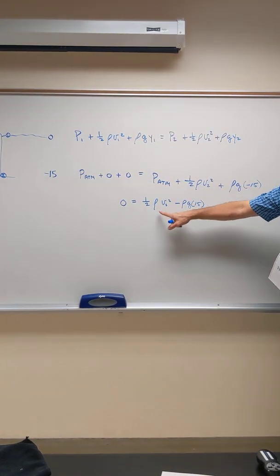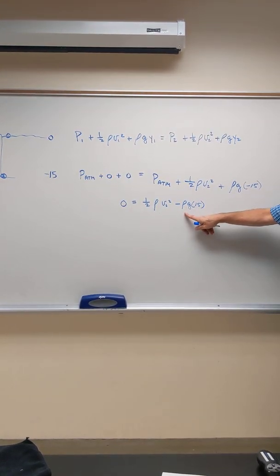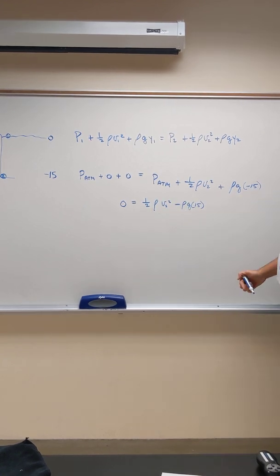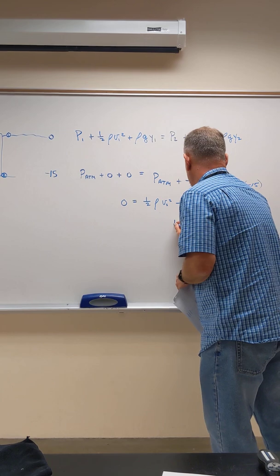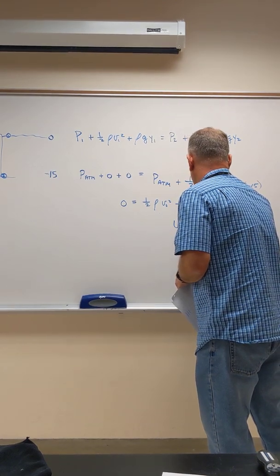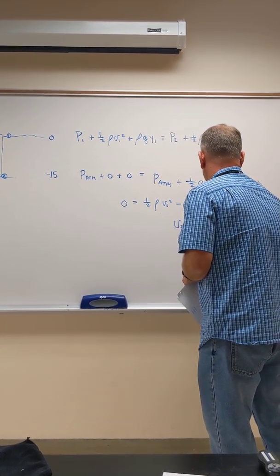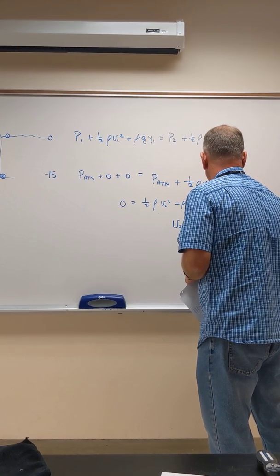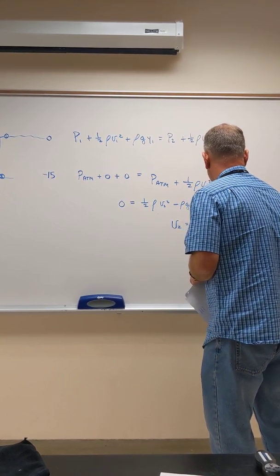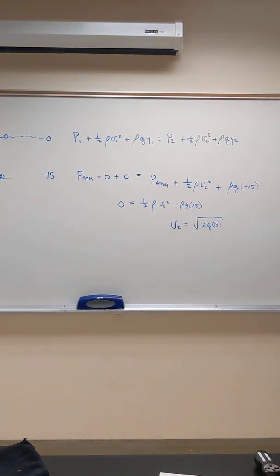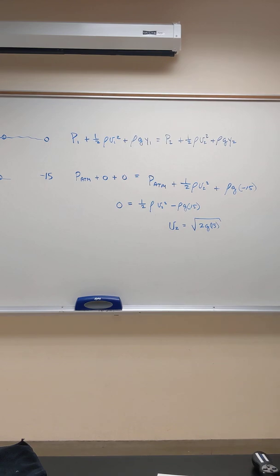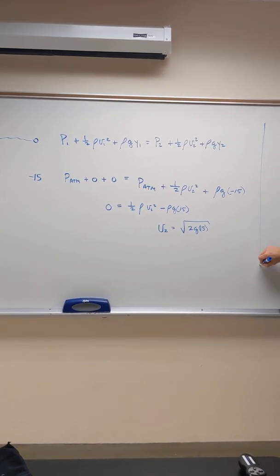We also notice that the densities cancel. They're the same in each term. Divide, and you'll end up with V2 equals square root of 2g times 15. Does that look eerily familiar to something we've done in the way past?